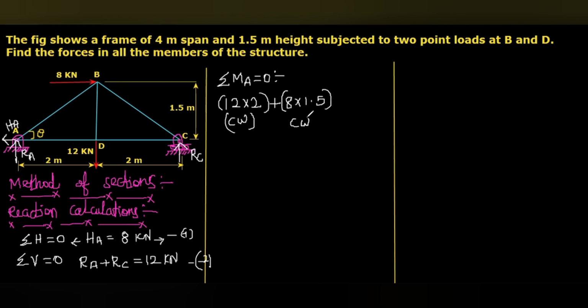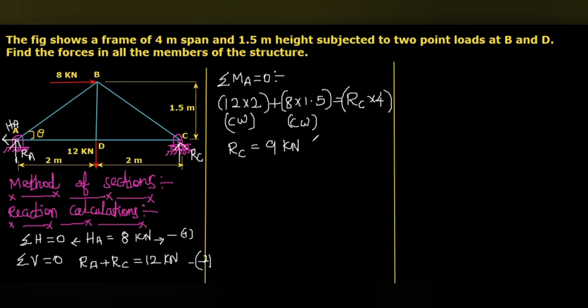This is also clockwise. So these two will be balanced by the counterclockwise moment, which is made by the vertical upward force at point C, that is RC. From the point A, the distance is 4. So that equals RC multiplied by 4. When you simplify, we will get the value of RC equal to 9 kilonewton.